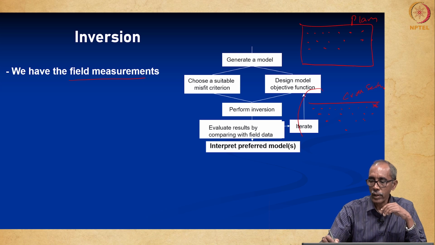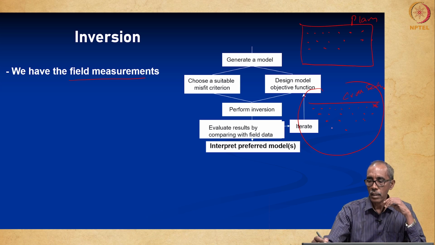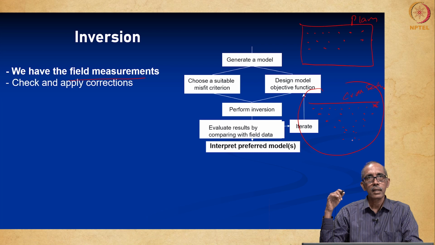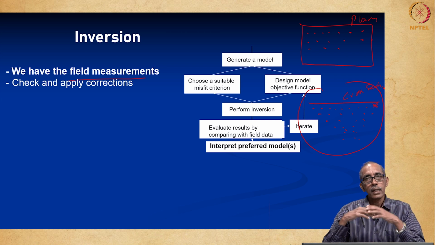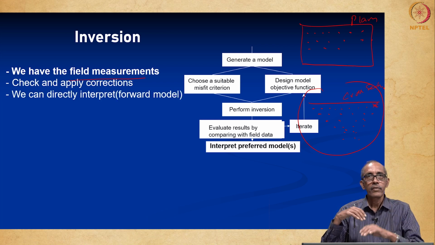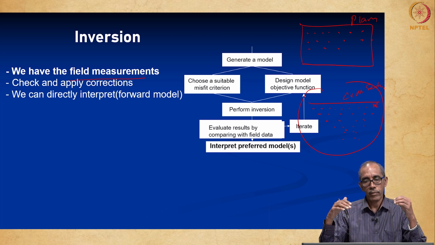Let us imagine we have done the work in this manner. Now, we have the measurements at different locations below the surface. Now, check whether the values are correct, whether they need to be corrected for some error. All of that has to be done. Now, the data is ready for interpretation. After that, as we had seen in the previous slide, we can directly interpret the data which we have.